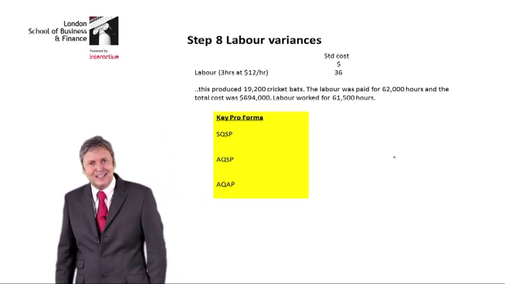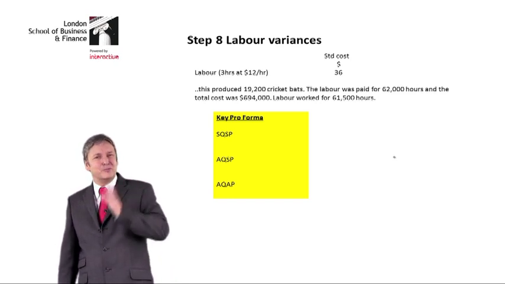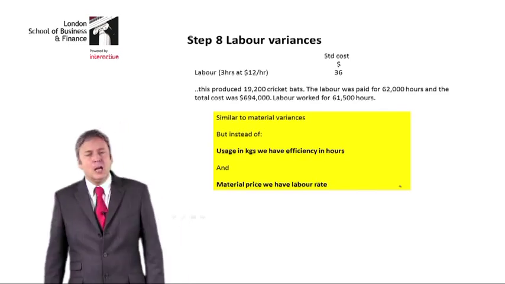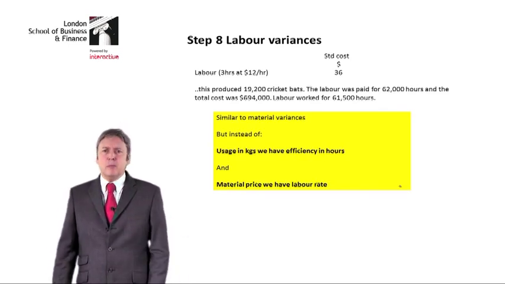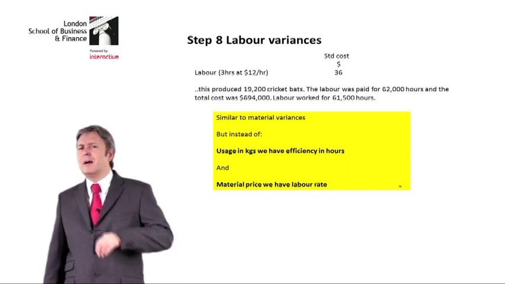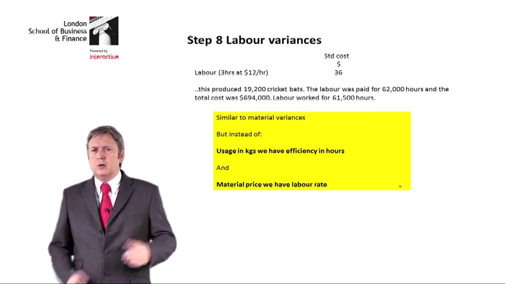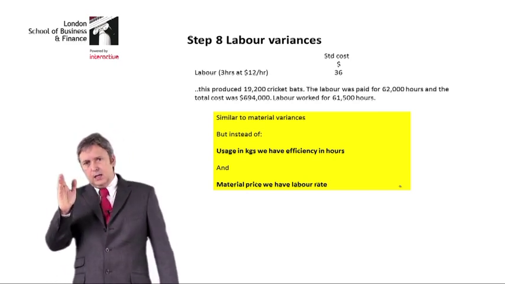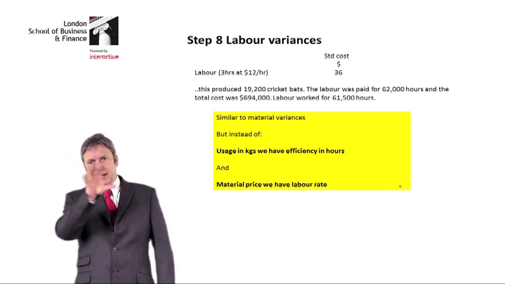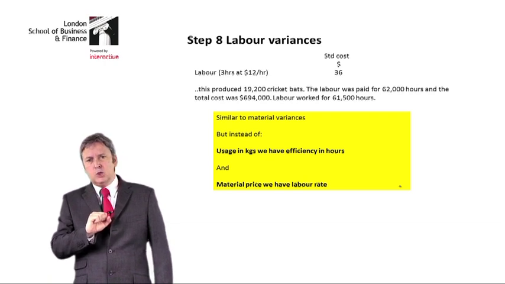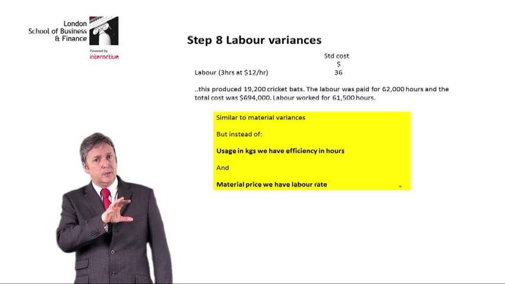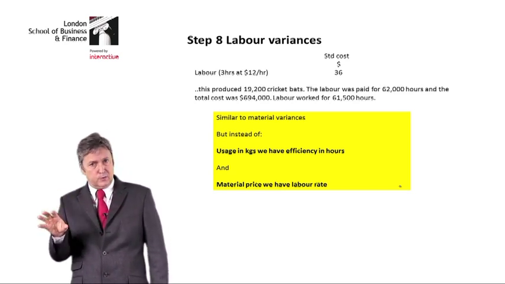But we can't really use quantity and price. Let's just try and revise the pro forma slightly. What we have to remember is that we don't measure labour in kilos, which is probably a good thing. And we don't normally talk about the price of labour. So, when we talked about kilos before, we now talk about hours. So, instead of usage, we talk about efficiency. And when we talked about price per kilo before, we now talk about rate per hour. So, we talk about rate instead of price.